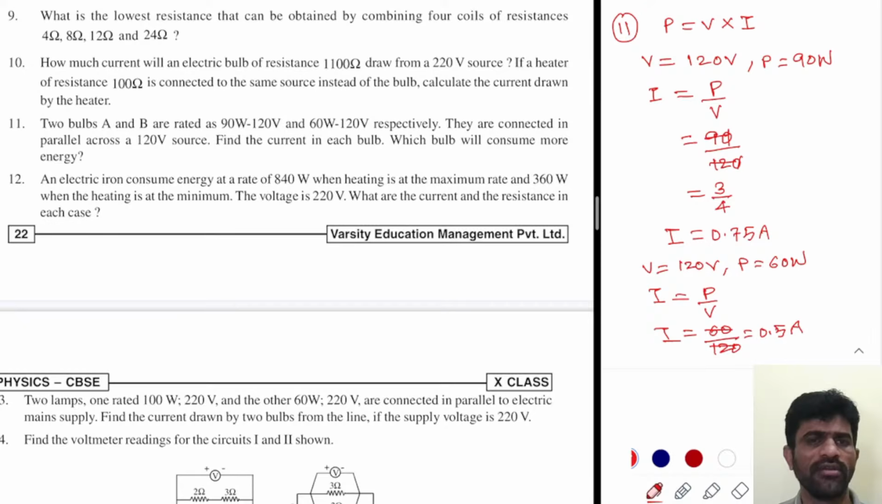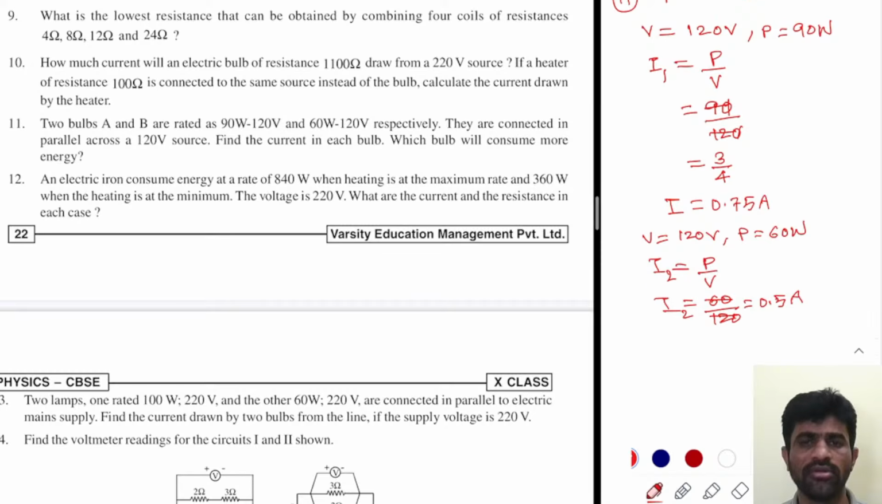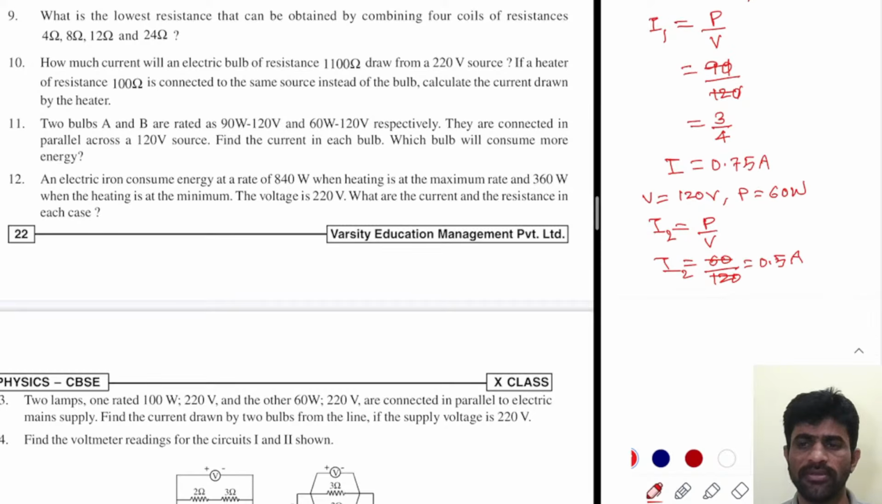What they are asking is to find the current in each bulb, and which bulb will consume more energy. Let us take this as I1, this as I2. After we get I1 and I2, we have to find out which will take more energy. The energy formula is P into I into T, but here time is constant. We will take time in both the cases the same.